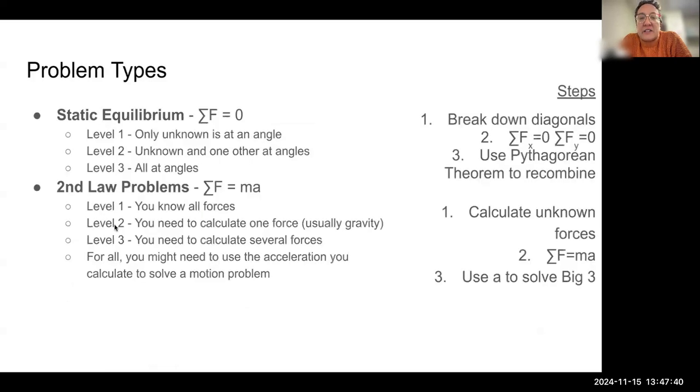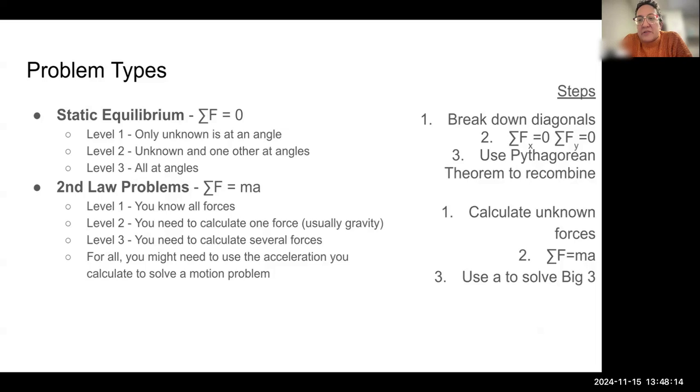And then finally, we talked about two different problem types. I think it is worth thinking about the fact that these problem types both start with the same exact equation: net force equals mass times acceleration. Now, in static equilibrium, the object isn't moving, which means that acceleration is 0. So it's even a little step easier because it really means just net force is equal to 0. We talked about three levels of that problem, where one is where only the unknown force is at an angle. Then we did 2 and 3 where more forces are at angles.